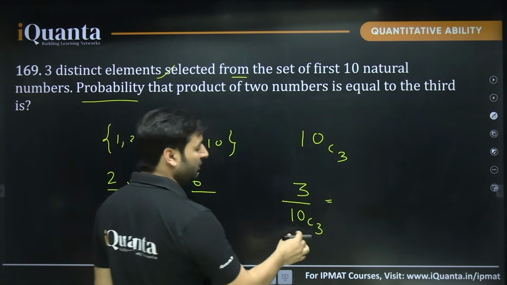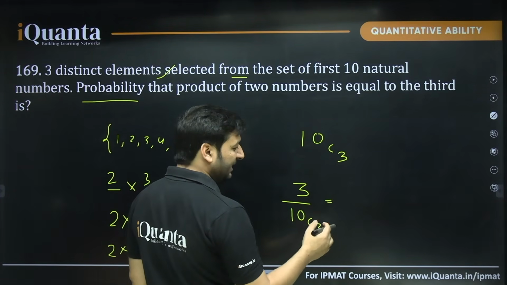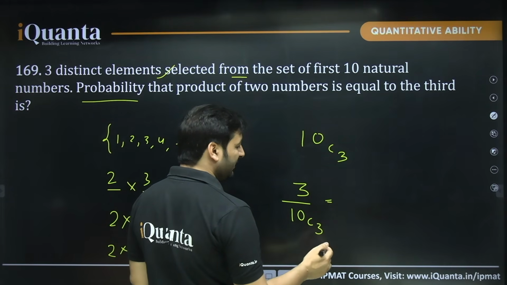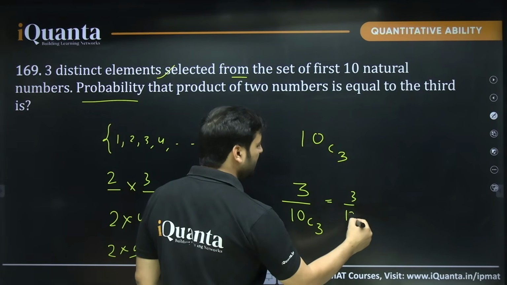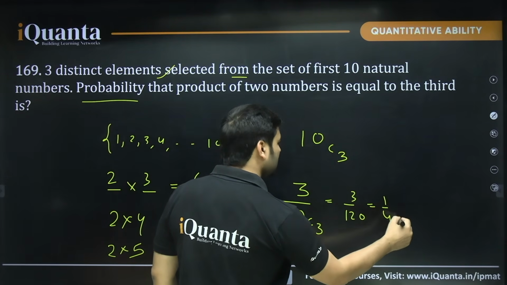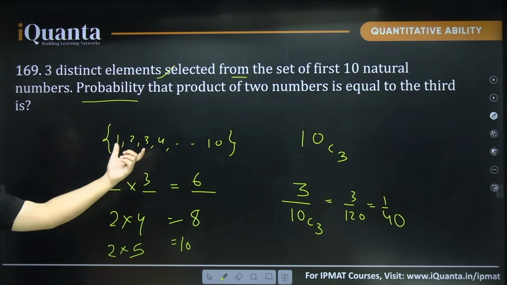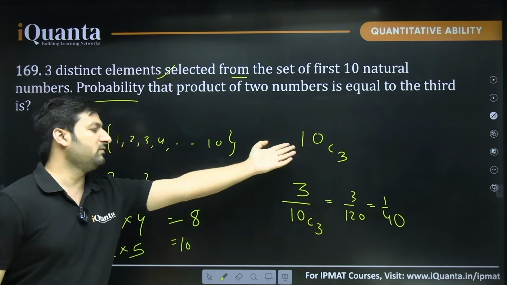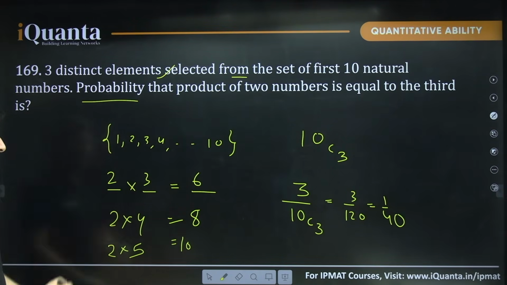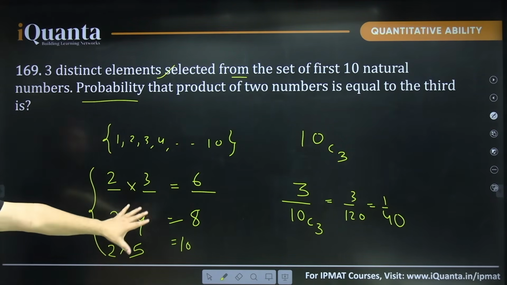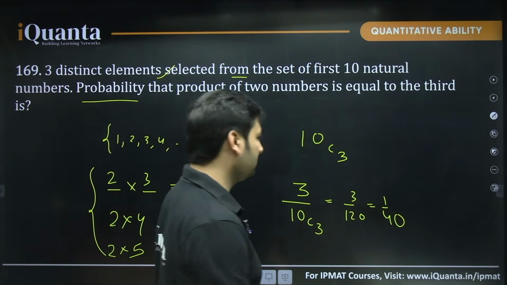Now if you calculate the value of 10C3, it will be 10 times 9 times 8 upon 6, that is 120. So 3 by 120, and that gives us 1 by 40. So that will be the answer. This 10C3 came because you have to select 3 distinct elements. Number of ways of selecting 3 elements out of 10 is 10C3, and favorable cases, only these are the cases that are satisfying the given condition, okay?